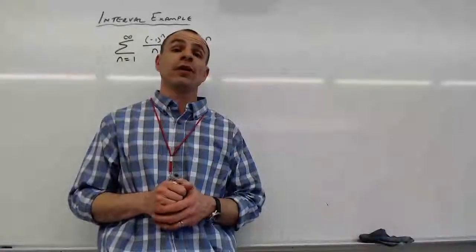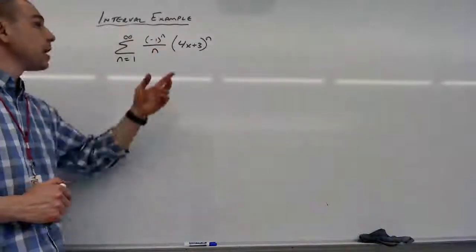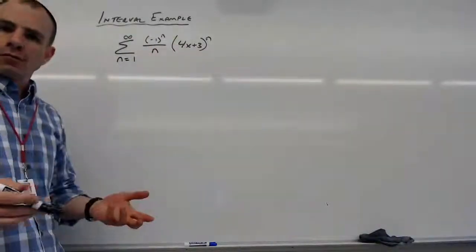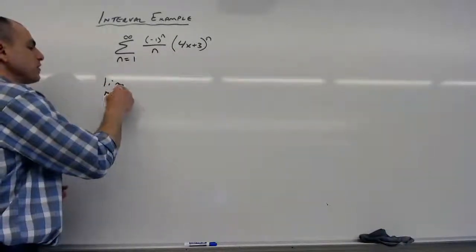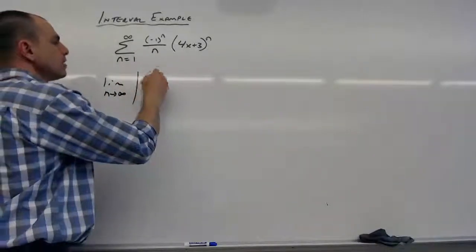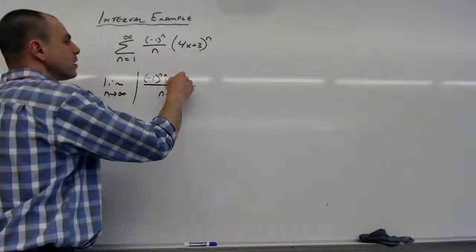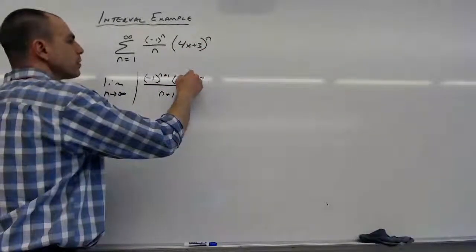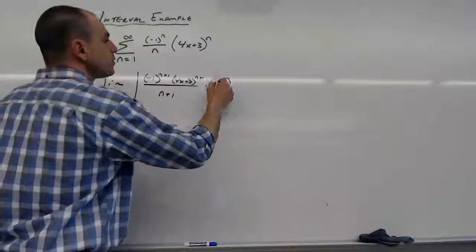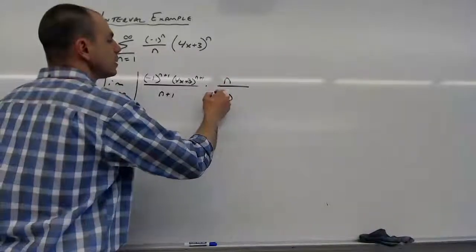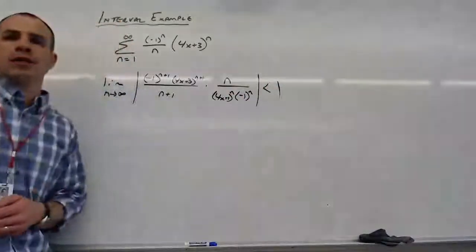One more example involving the interval of convergence. We see here we have negative 1 to the nth over n times 4x plus 3 to the nth power. Just like before, ratio test to get us going. So we have the limit as n approaches infinity, absolute value, negative 1 to the n plus 1th power over n plus 1. And then the 4x plus 3 is also to the n plus 1th power. We're going to multiply that by the reciprocal, which is n over 4x plus 3 to the nth times negative 1 to the nth power, and that limit must be less than 1.